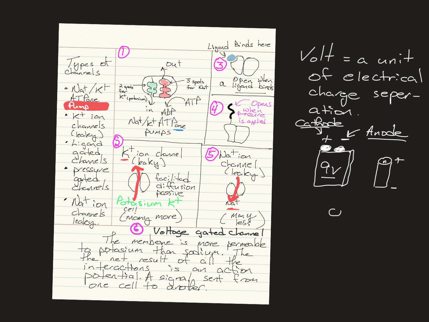Your watch batteries look like this. They also have a positive and a negative side. They're kind of like little pills. Your battery in your phone looks something like this. It's real thin. I don't know how many volts that is. But it also has a positive and negative side to it, and there's a separation of charges. Anode is the negative, cathode is the positive. All batteries work the same way.